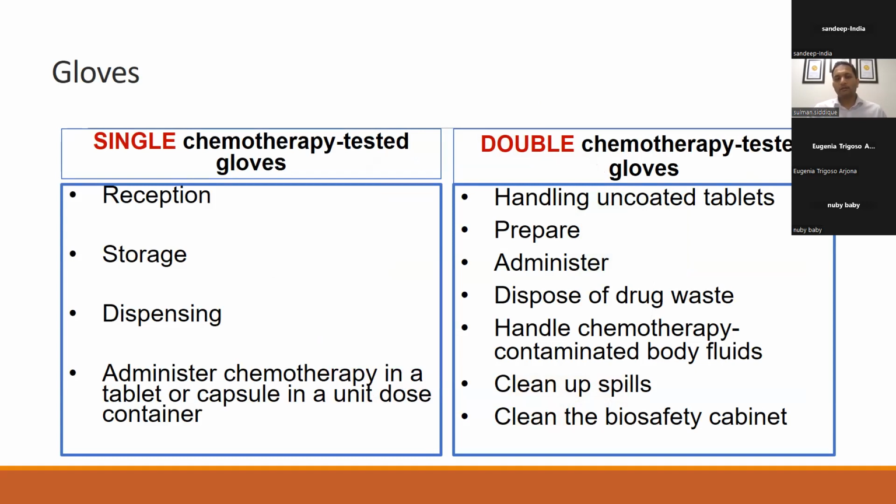But otherwise, you will have to wear double gloves. So when you're handling uncoated tablets, you're preparing or administering chemotherapy, handling chemotherapy-contaminated body fluids, when you're cleaning up spills or cleaning the biosafety cabinet, you should wear double gloves.